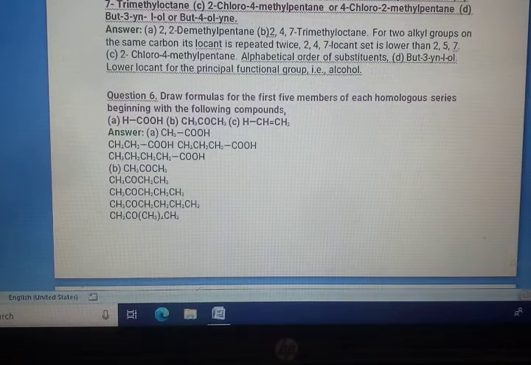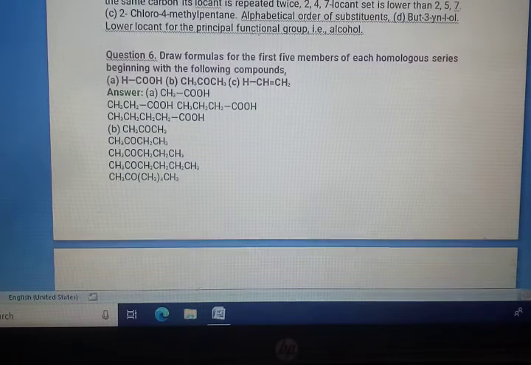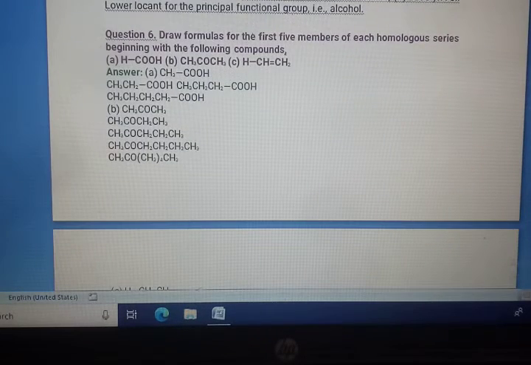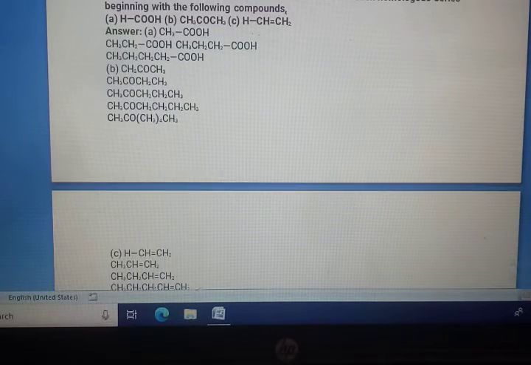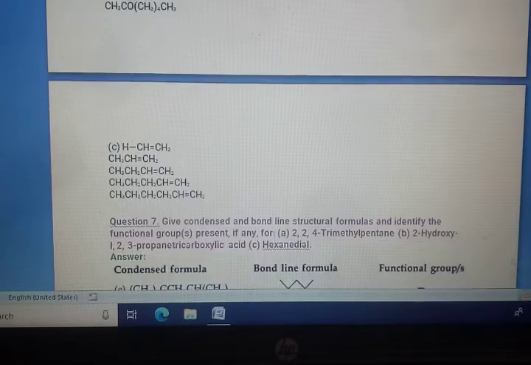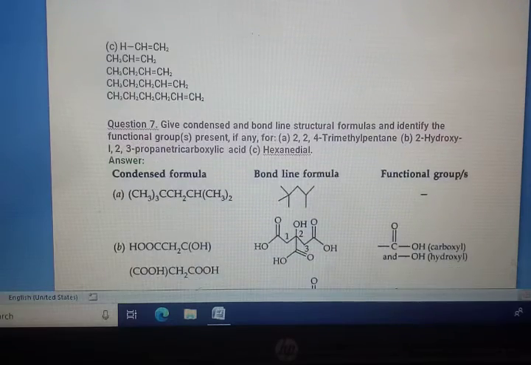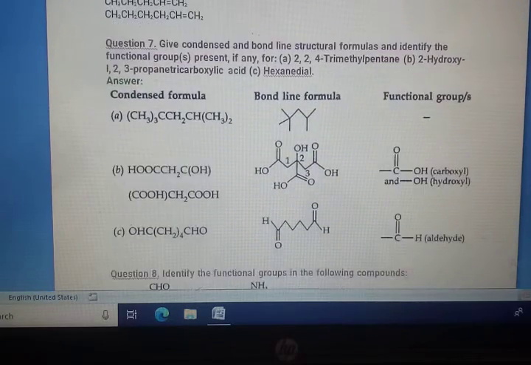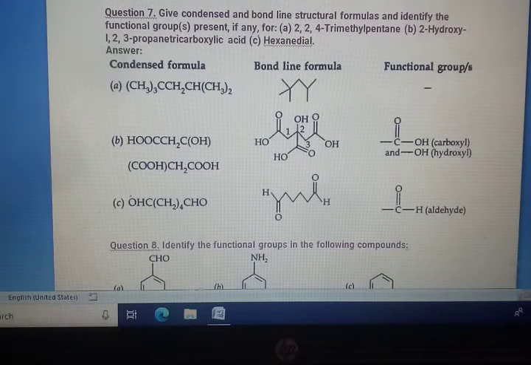You have to just draw this homologous series. Means here formic acid is given, you have to draw acetic acid, propanoic acid, butanoic acid, pentanoic acid. Similarly, you have to draw all the structures. Now we are moving towards another question. Question number 7. You have to just draw the line and condensed formula and functional group. Which condensed formula is present, which bond line and which functional group is present.